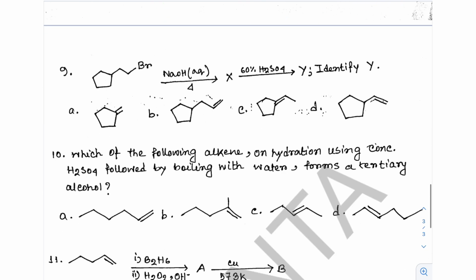We'll move to question 9. So this 1 degree alkyl bromide is being treated with aqueous NaOH. This is a normal SN2 sort of reaction. So over here we'll get this one, CH2CH2OH. Then it is being treated with 60% H2SO4.